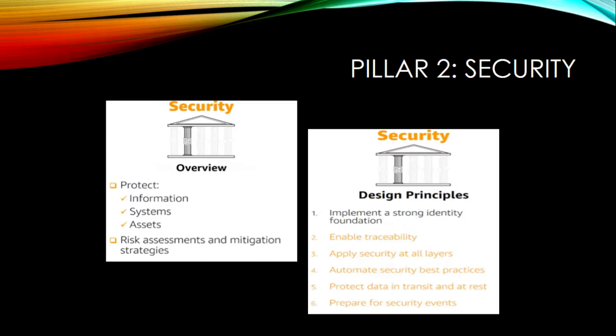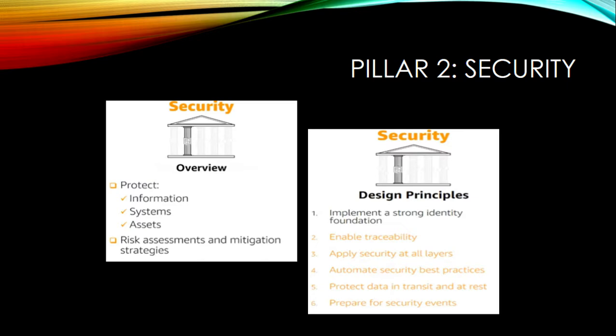So the first one is implement a strong identity foundation. So here what it means is that we need to stick to the principles of least privilege and enforce separation of duties. Use the appropriate authorization for each interaction with the AWS resources. Centralize privilege management and reduce or even eliminate, wherever possible, the reliance on long-term credentials.